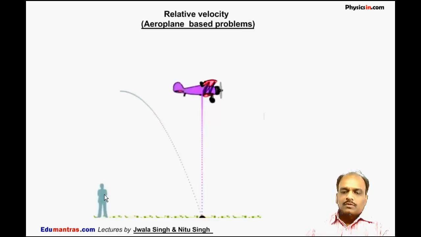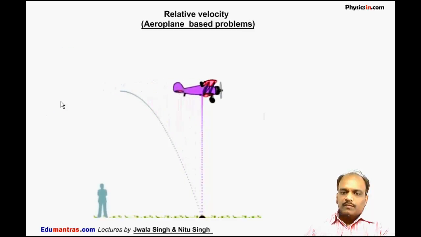This is an observer who is standing on ground. This is the aeroplane which is moving horizontally. In first case, it is moving with a constant speed. See the motion of the ball dropped from this aeroplane as seen by the observer who is standing on ground and the observer who is sitting inside this aeroplane.